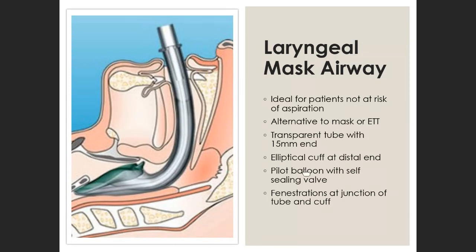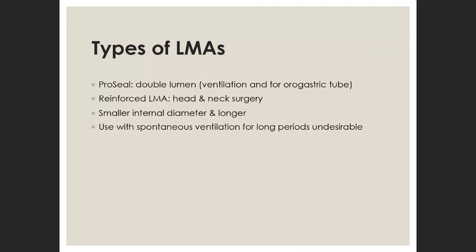All right. So it has an elliptical cuff at the distal end. It does have a pilot balloon with a self-sealing valve to indicate the cuff. And there are fenestrations at the junction of the tube and the cuff. There are different types of LMAs as well. All right.